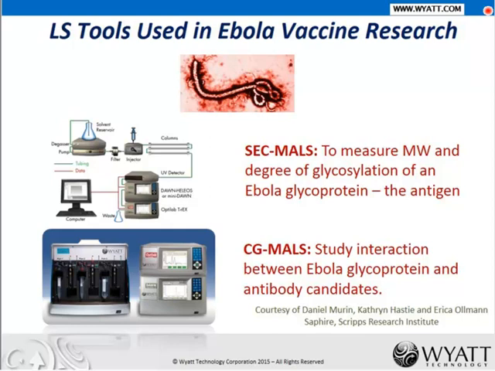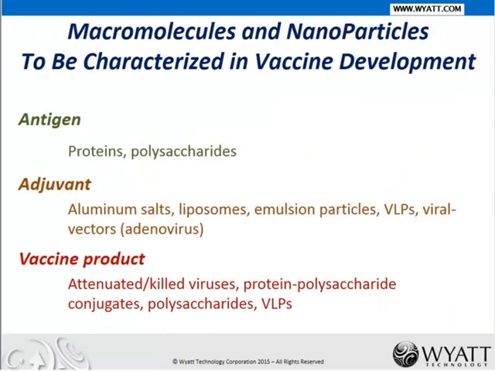Vaccine development is a very complicated process because there are so many different compounds that need to be characterized. We will just focus on the characterization of macromolecules and nanoparticles in vaccine development. So first, the antigen. Antigen is the macromolecule that induces the immune response in the body. Antigens can be proteins or polysaccharides.